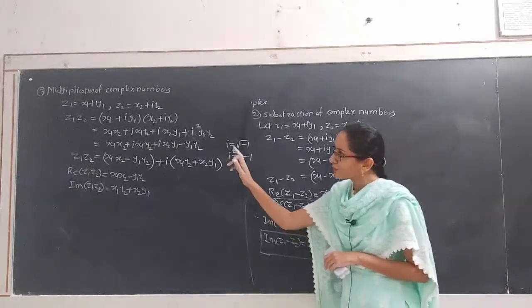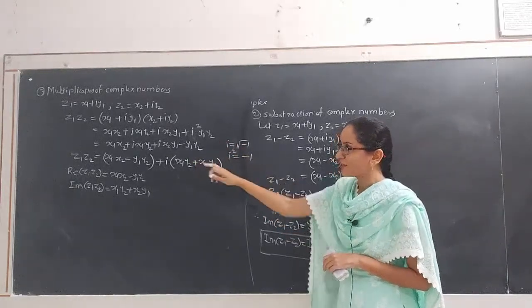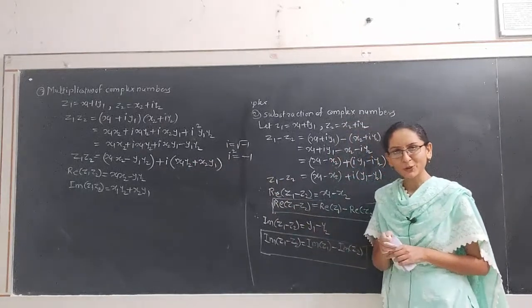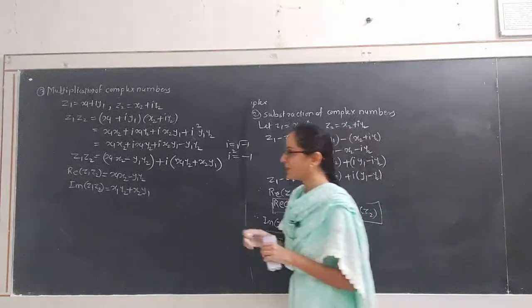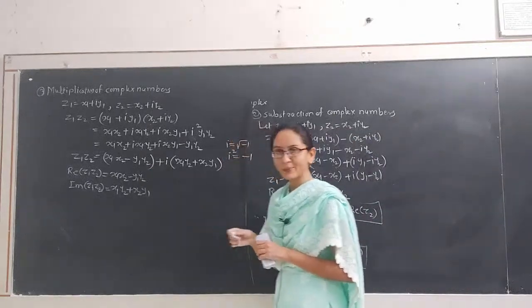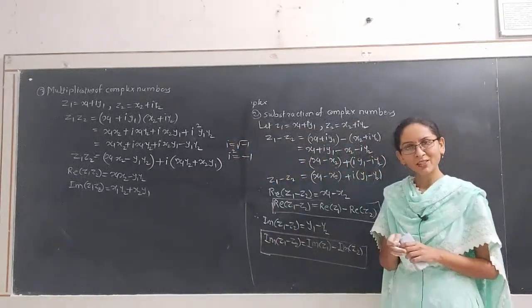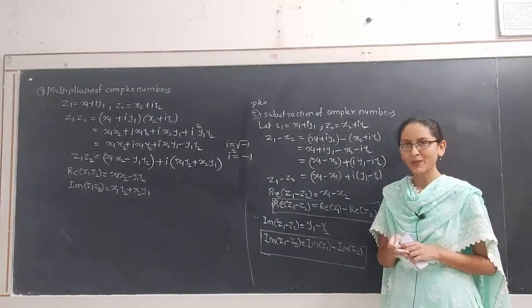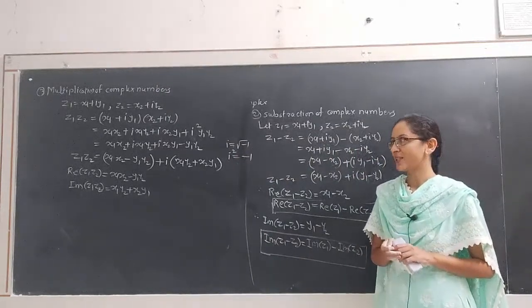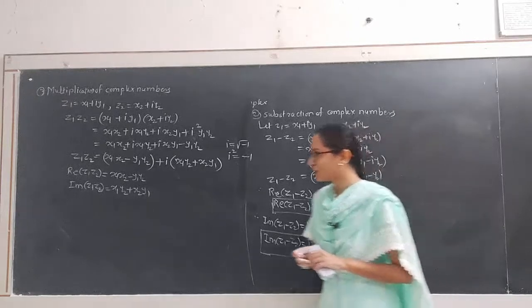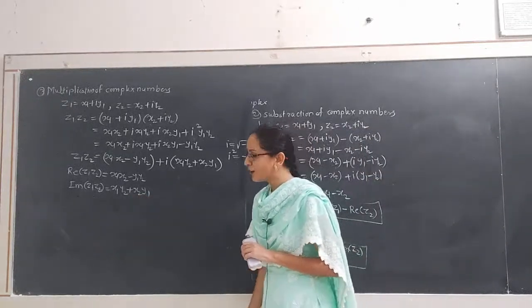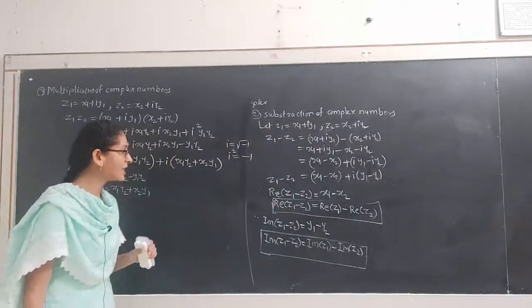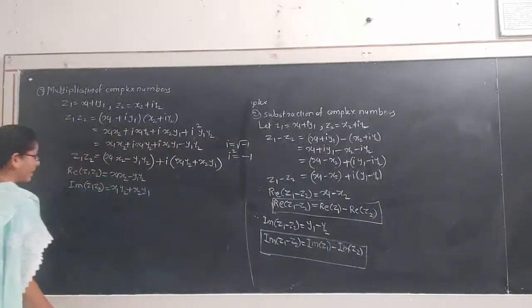But in product, real part of z1 into z2 is not equal to real part of z1 into real part of z2. It is equal to x1 x2 minus y1 y2. Similarly, imaginary part of z1 into z2 is not equal to imaginary part of z1 into imaginary part of z2. It is equal to x1 y2 plus x2 y1. This is the third operation of complex numbers, which is multiplication of two complex numbers.